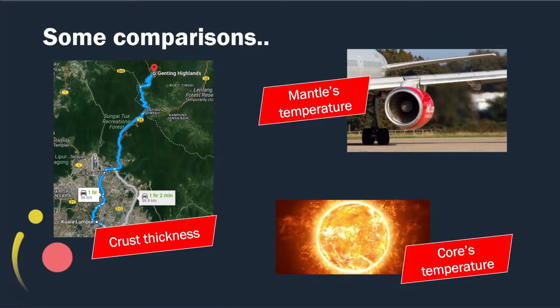For the bottom image there is our sun. The core temperature of our earth, which is between 5000 to 6000 degrees Celsius, is almost the same as our sun's surface temperature. Actually, the surface is the lowest temperature at the sun. On the surface, the temperature is about 6000 degrees Celsius.